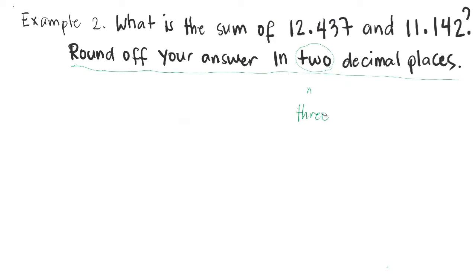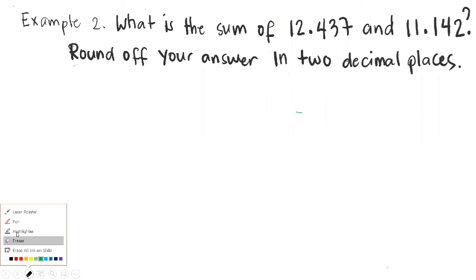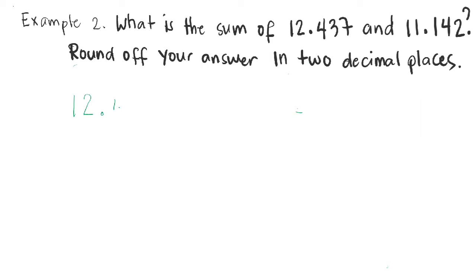So for our example number 2, we are getting the sum. Therefore, write first our given vertically and align the decimal point. So we have here our 12.437 plus, since we are going to get the sum, 11.142.